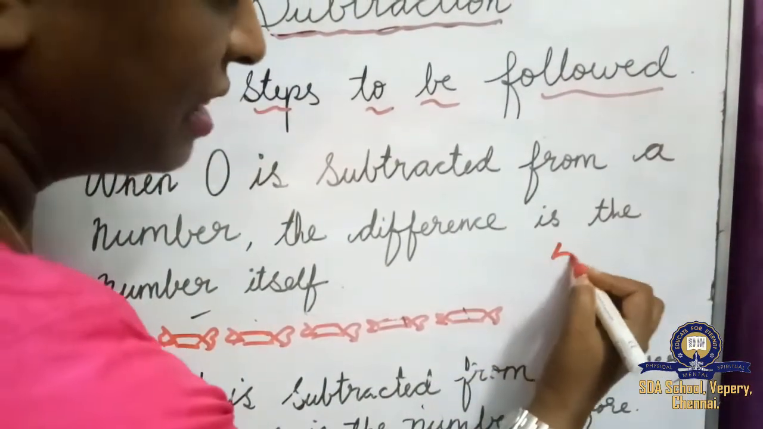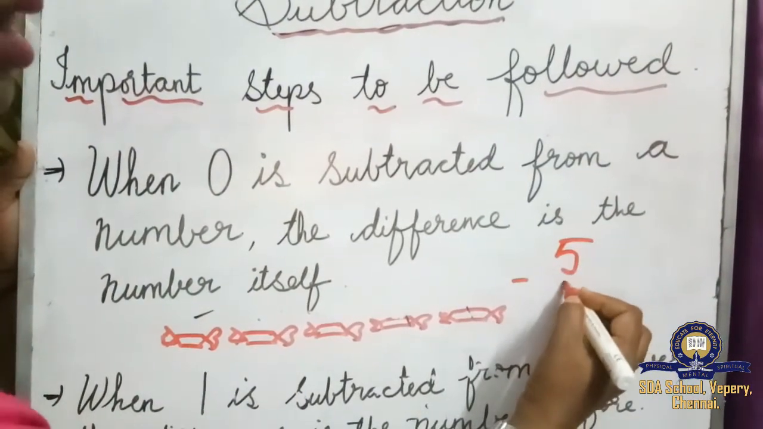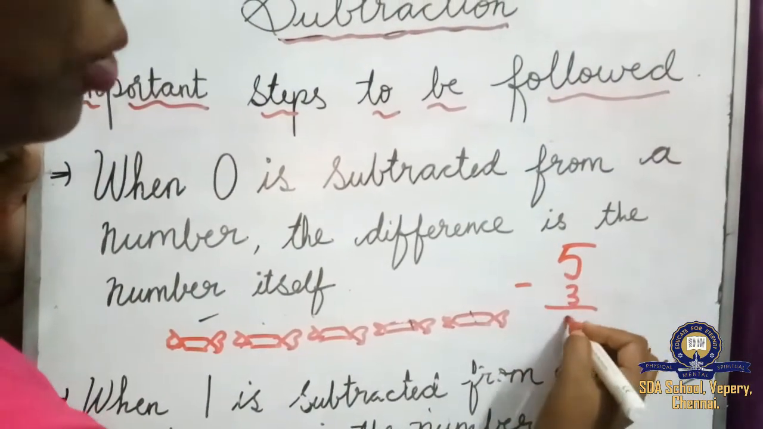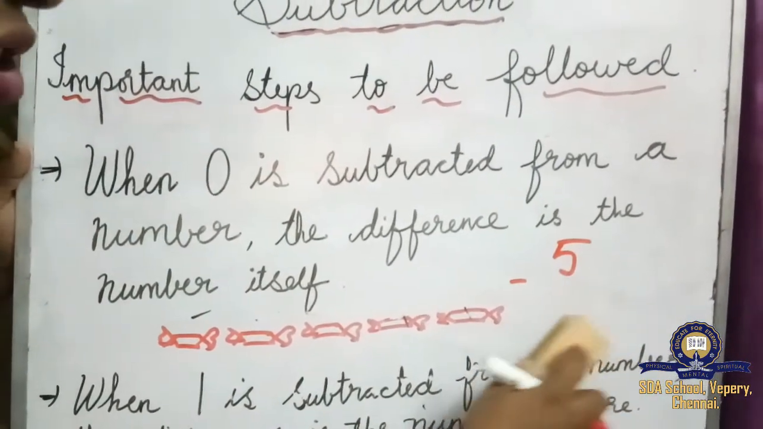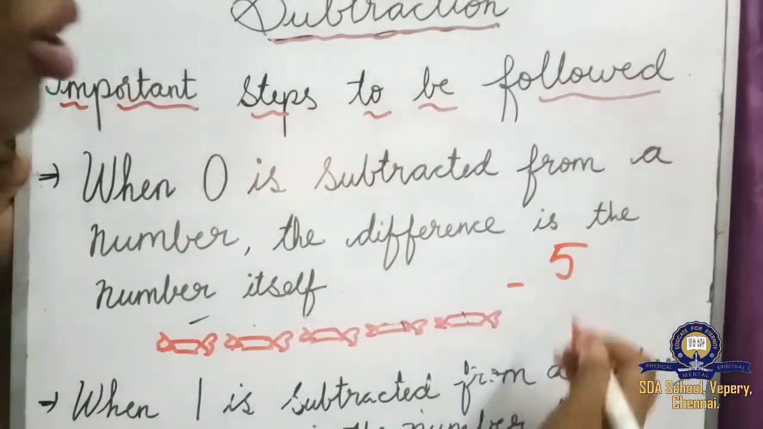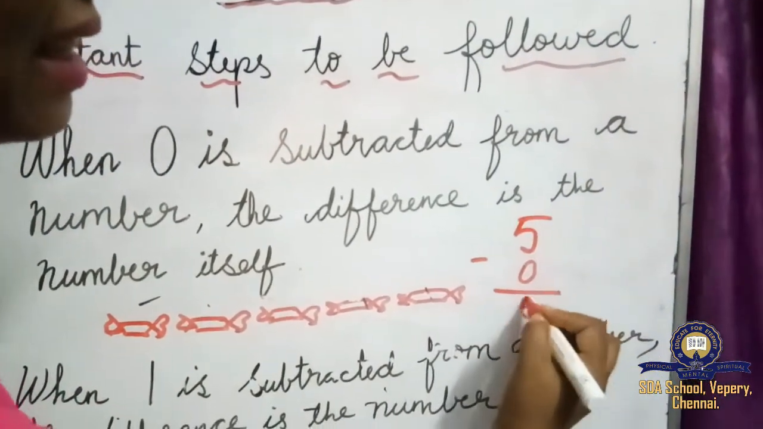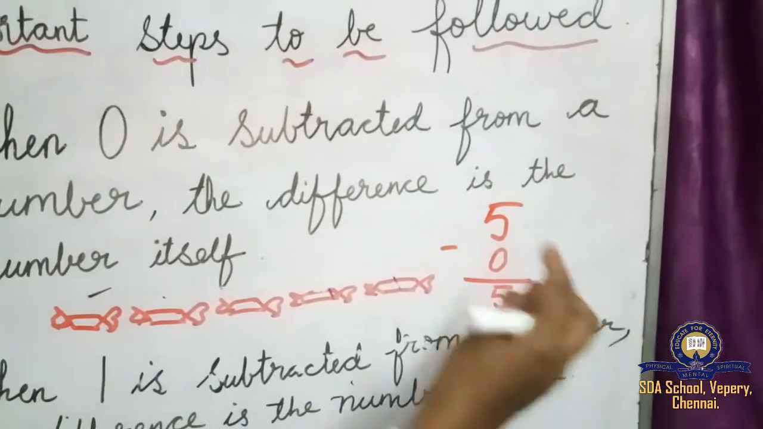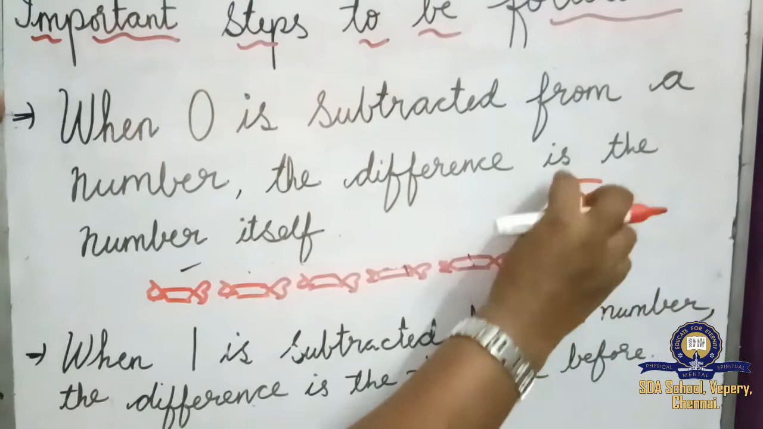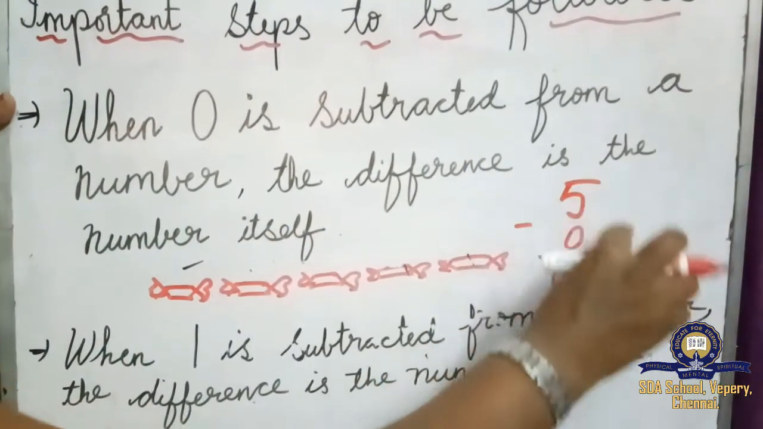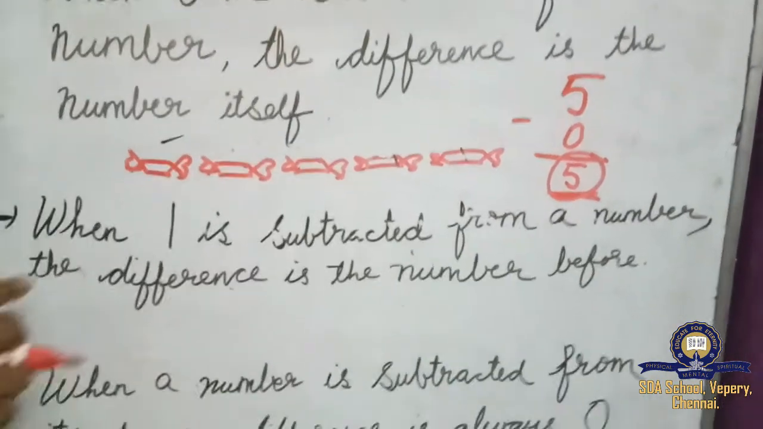Like this. If I say 5 chocolates are there, and I say give 3 to your sister, after giving 3 you will have only 2. The same thing, if I say give 0 chocolate to your sister, it means you are not giving anything at all. So the number will remain the same. The difference is the number itself. Did you understand?